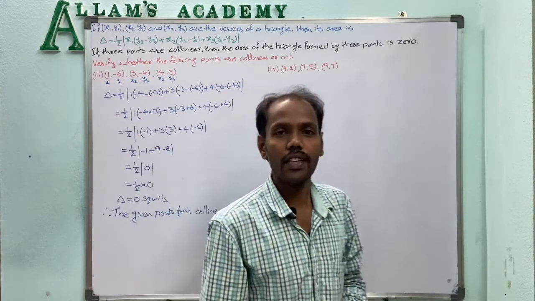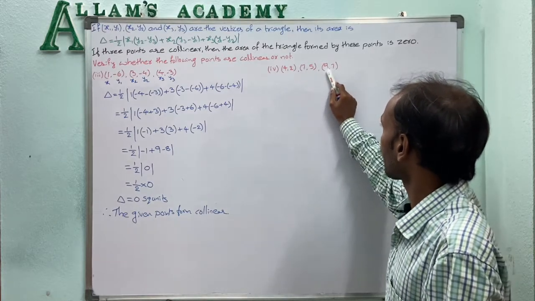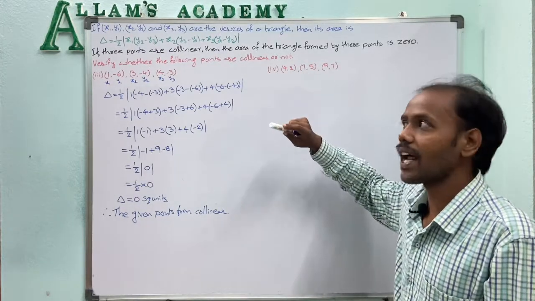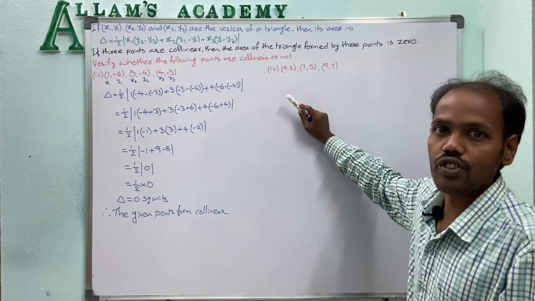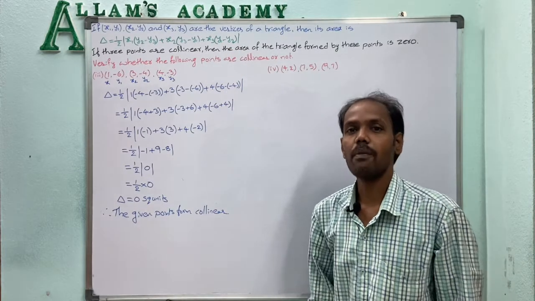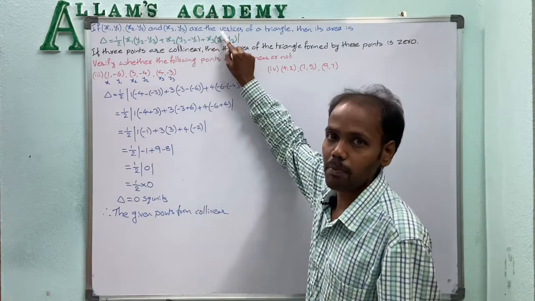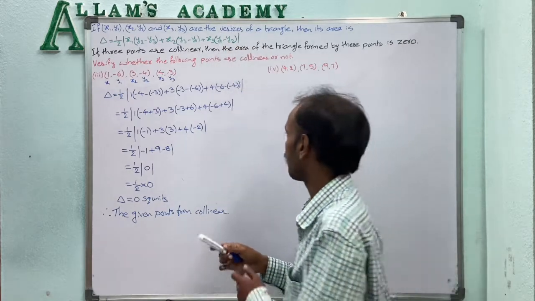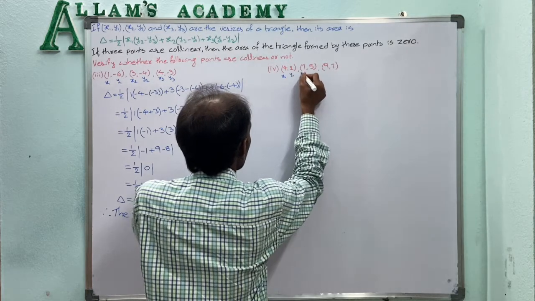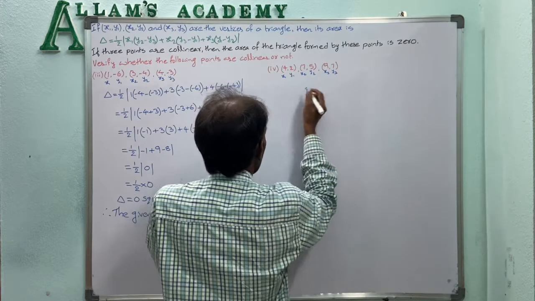Okay, now here is another problem: if (4, 2), (7, 5) and (9, 7) are the vertices of a triangle, then are they collinear or not, that is what we have to verify. For this purpose we use the area of the triangle principle, that is half mod of x1 into (y2 minus y3) plus x2 into (y3 minus y1) plus x3 into (y1 minus y2). Here the x1, y1 coordinates are (4, 2), the x2, y2 coordinates are (7, 5), and the x3, y3 coordinates are (9, 7).